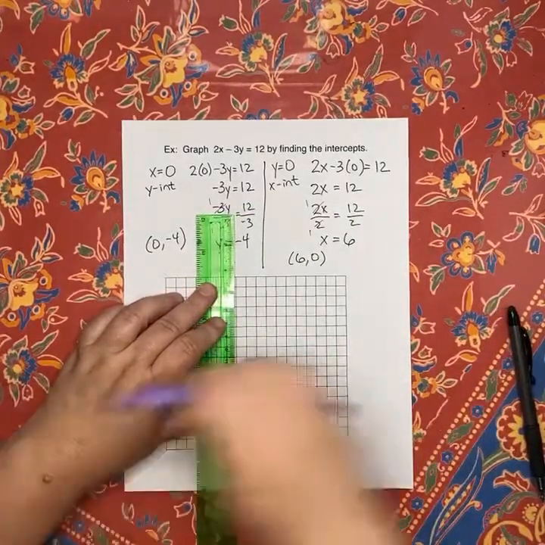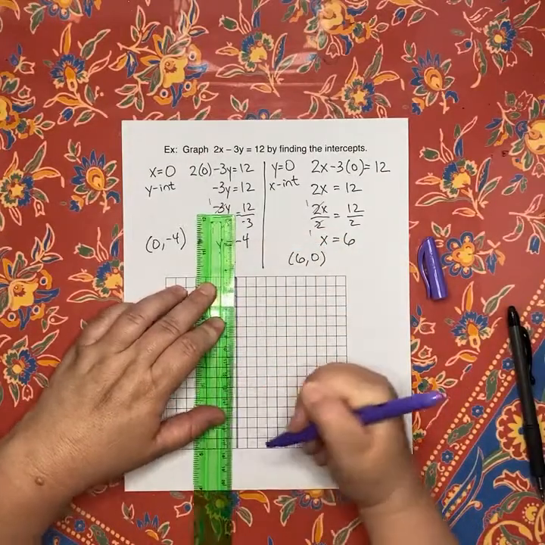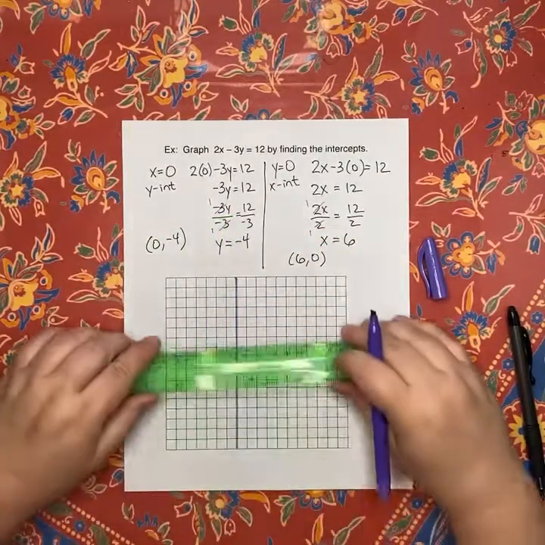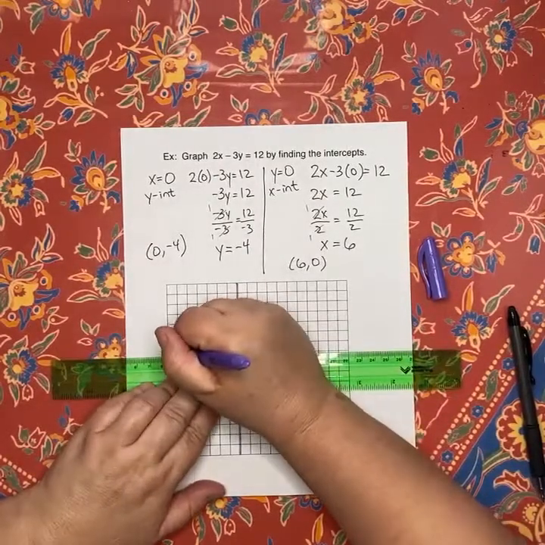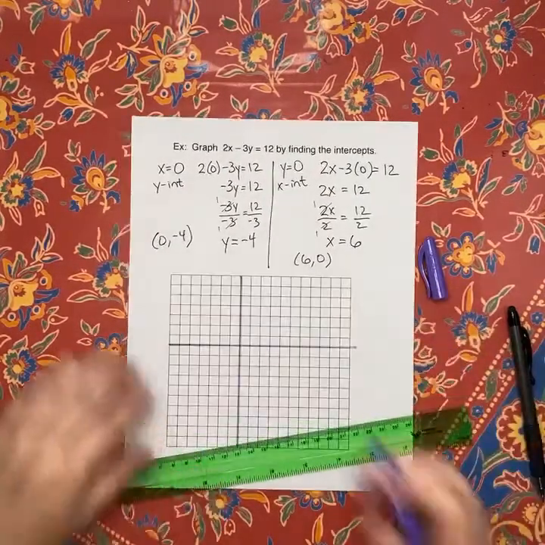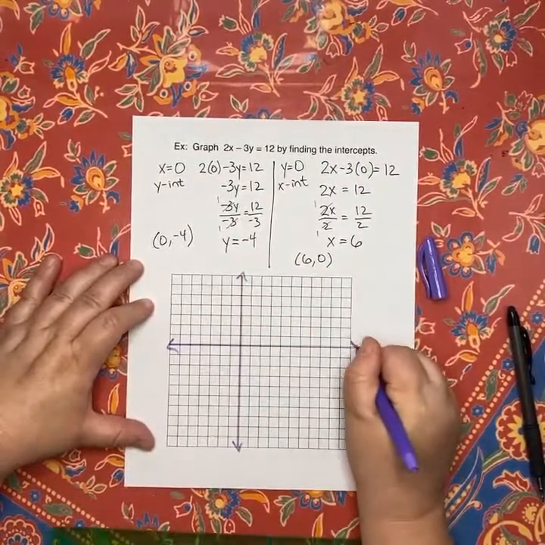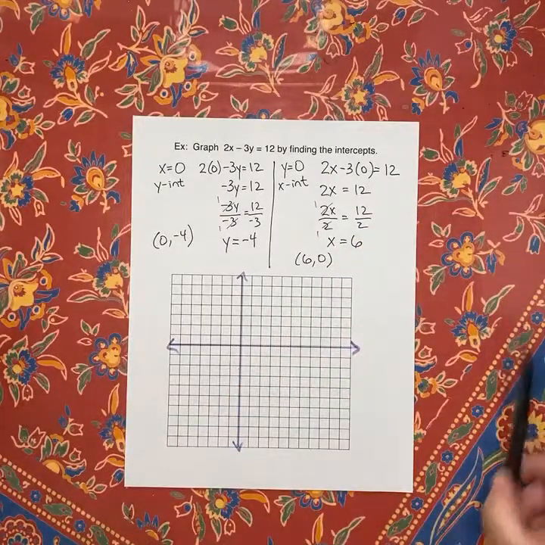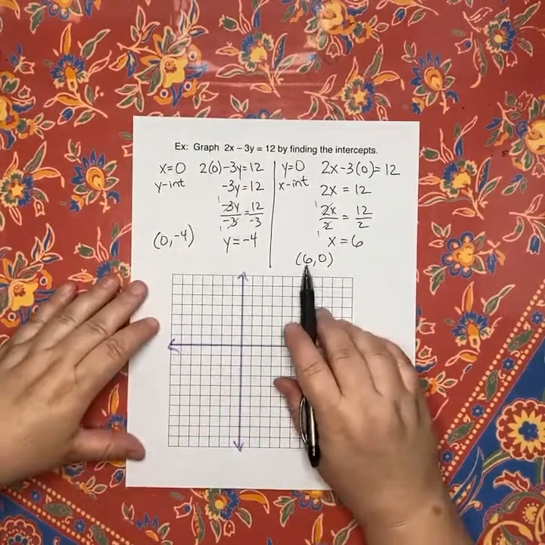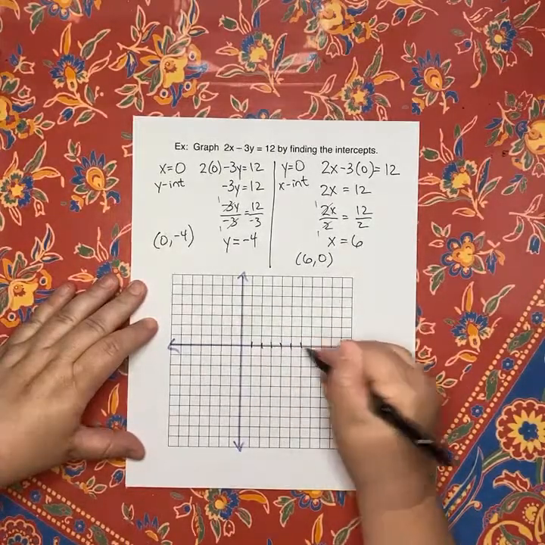So I'm going to draw my graph. And again, you can put this right in the middle if you'd like. Graphs don't always have to go right in the middle. I'm just going to give myself enough room because 6, 0 means I have to get out to 6. 3, 4, 5, 6.